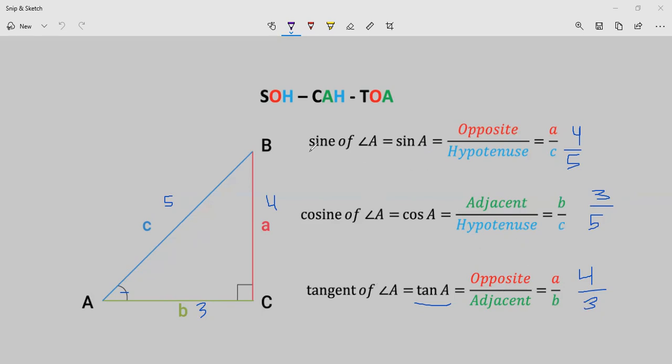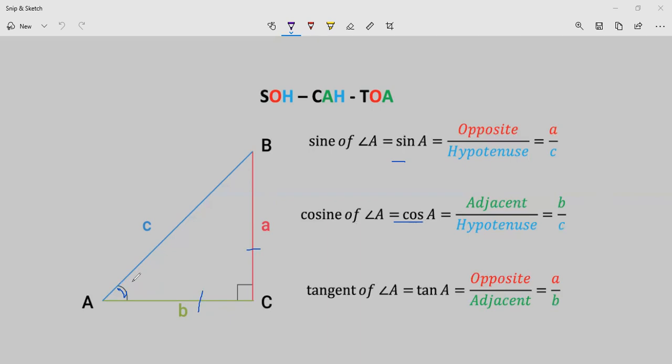Here in the first one, the sine of the angle A equals opposite over hypotenuse. The first idea I would like to discuss with you: if they ask you to find the measure of the angle A, the first step is to look at what you have. If you have the hypotenuse and the opposite, you use the sine. If you have the hypotenuse and adjacent, you use the cosine. If you have the opposite and the adjacent, you use the tan.